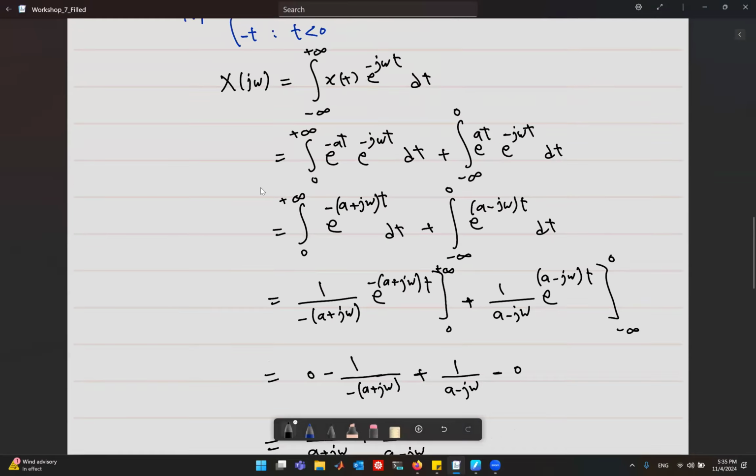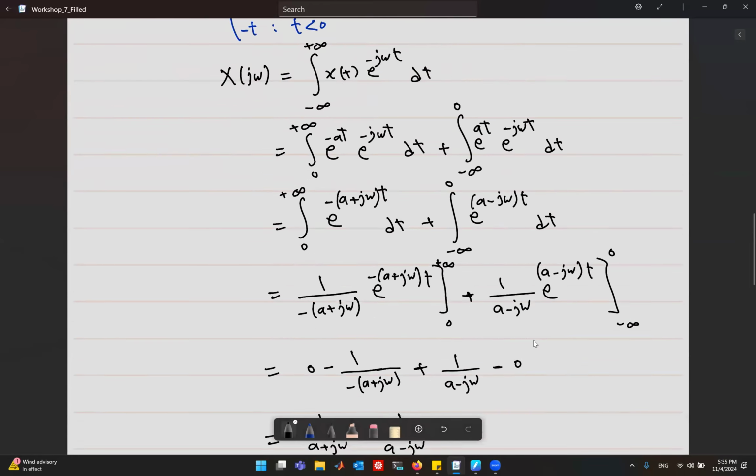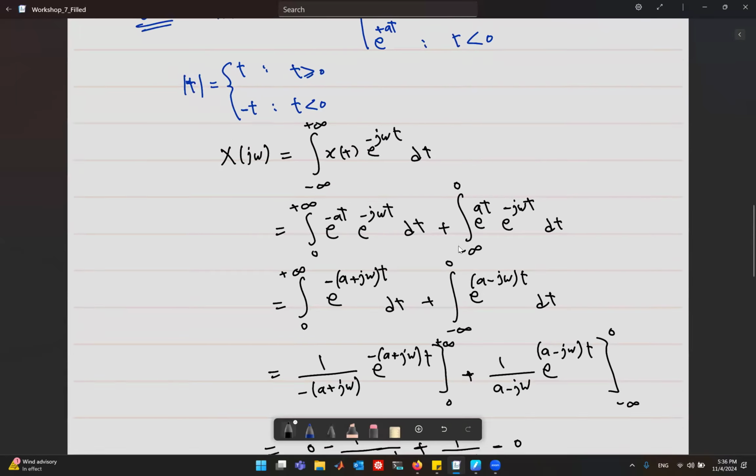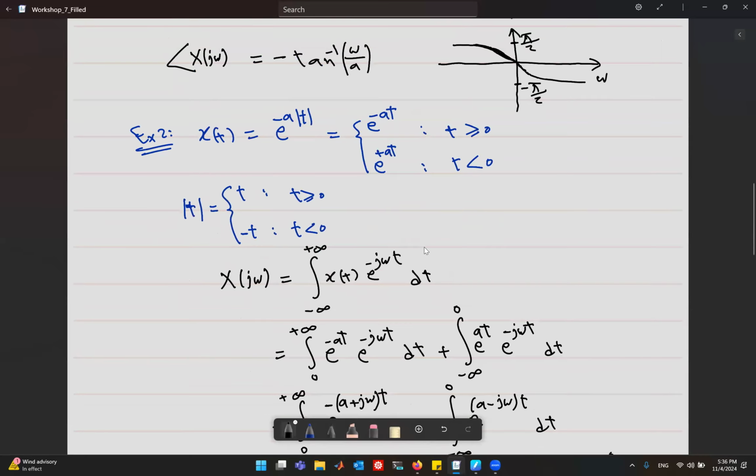Notice that here the Fourier transform of this signal is real. And also it's even in terms of omega, because we have omega square, so X(j omega) equals X(minus j omega). The function is even because of this omega square. So it's real and even. And if we look at the signal itself, x(t) equals exponential minus a absolute value of t.